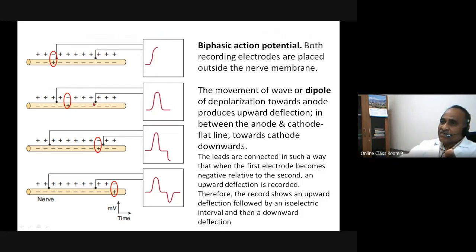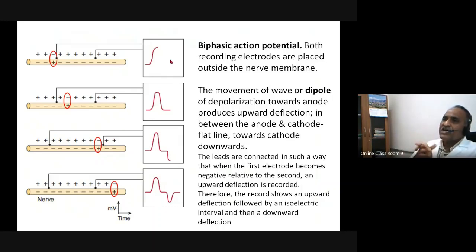Now, as it approaches the other electrode, because this is the active electrode here, then maybe positive, and this is negative, because the electrode should have a positive terminal and a negative terminal. As it goes to this one, the potential reverses and it makes a downward deflection. You can just see that. And as it moves away from this second recording electrode, it makes a zero potential here. So this is the standard recording procedure for a compound potential.